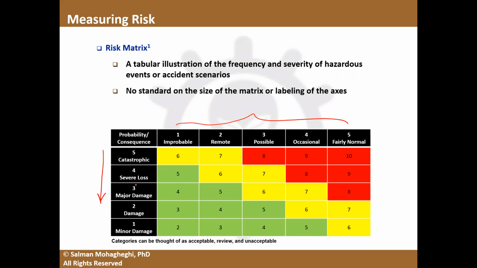And then, in a subjective fashion, you can allocate 1, 2, 3, 4, 5 to the probabilities and 1, 2, 3, 4, 5 to the consequences, add them together and get this table. So for example, the lowest risk situation would be an improbable event that would cause minor damage if it does happen. And the highest risk situation would be if you have a fairly normal event that, if it does happen, would lead to catastrophic events. But again, notice that this is a subjective way of quantifying things.